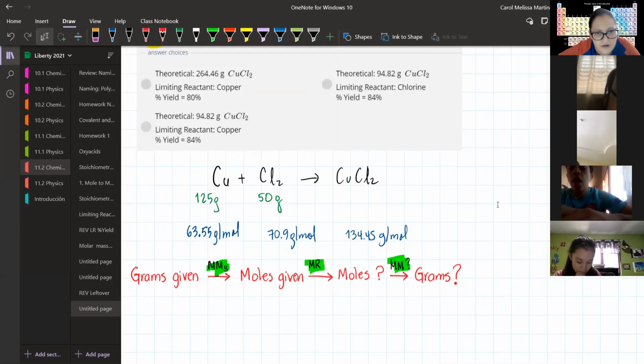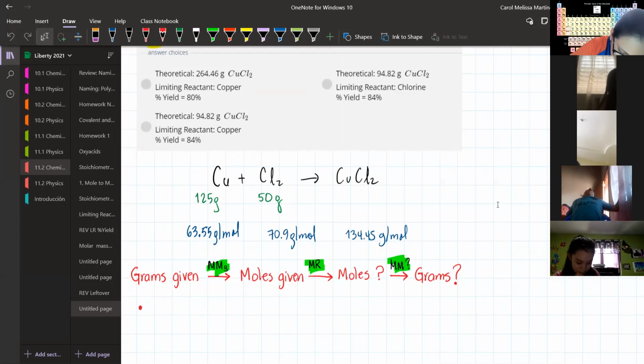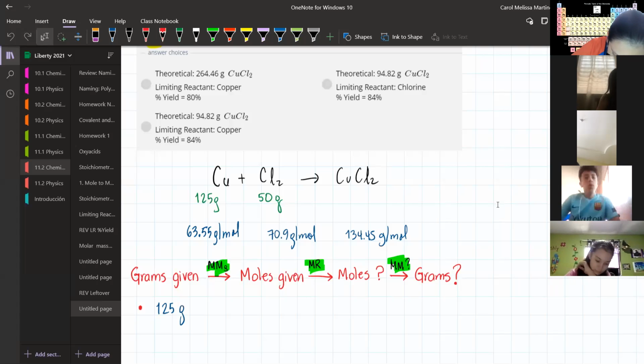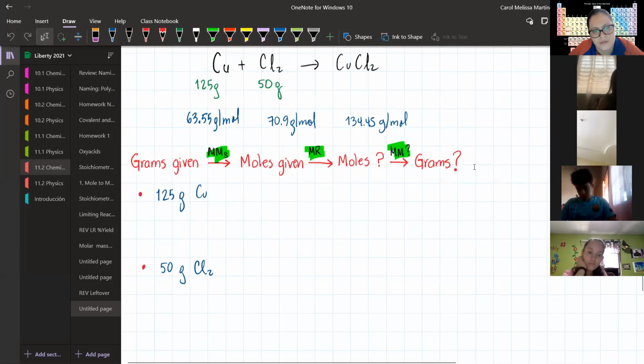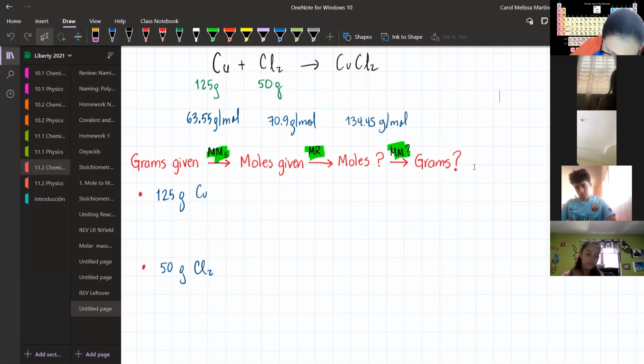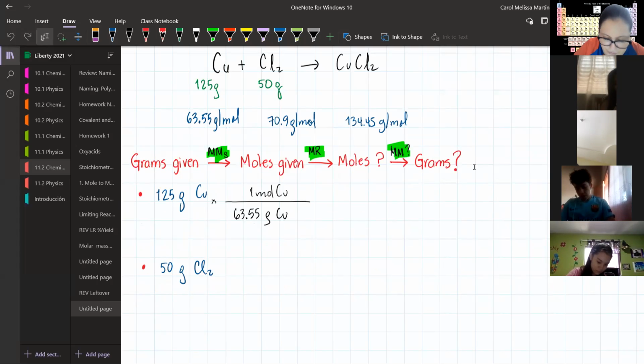I have the two givens, copper and chlorine, and I have the amounts. So I begin with copper. They're giving me 125 grams Cu, and they're also giving me 50 grams of diatomic chlorine. I begin with that. My first conversion says that I need the molar mass of the given. So there are 63.55 grams of copper in 1 mole of copper. That's my first step.